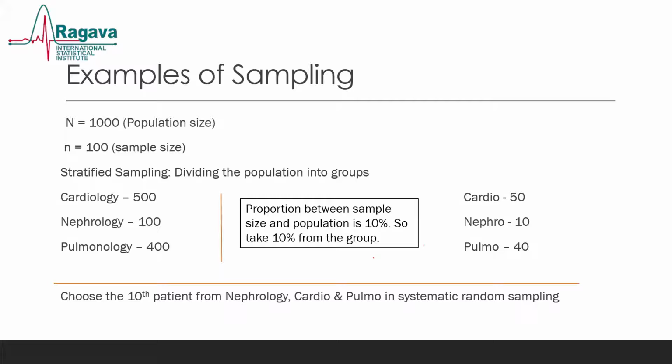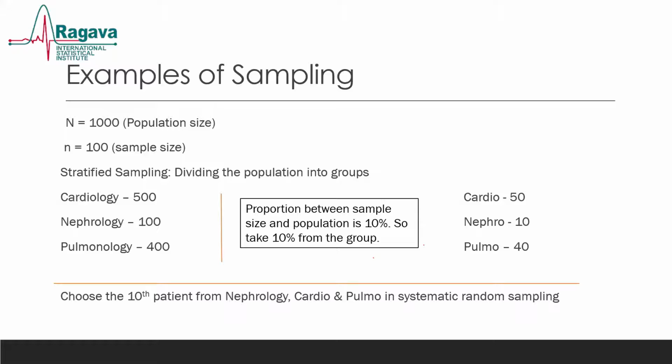For example, this 1000 population, I'm splitting into 500 cases from the Department of Cardiology, 400 cases from the Department of Pulmonology and 100 cases from the Department of Nephrology. That is stratified sampling. You are dividing the population into specific groups or strata. So the proportion between the sample size and the population is 10%. How did I arrive at this 10%?